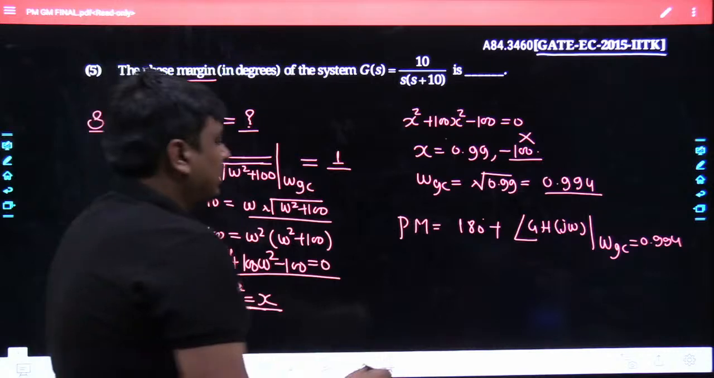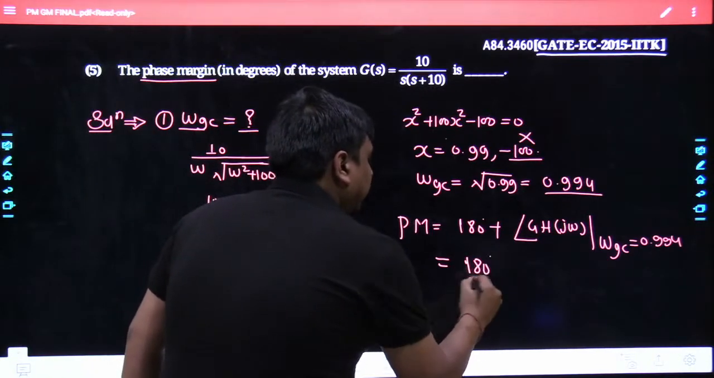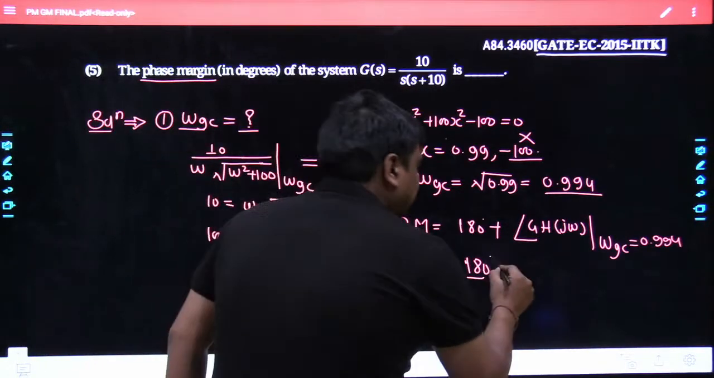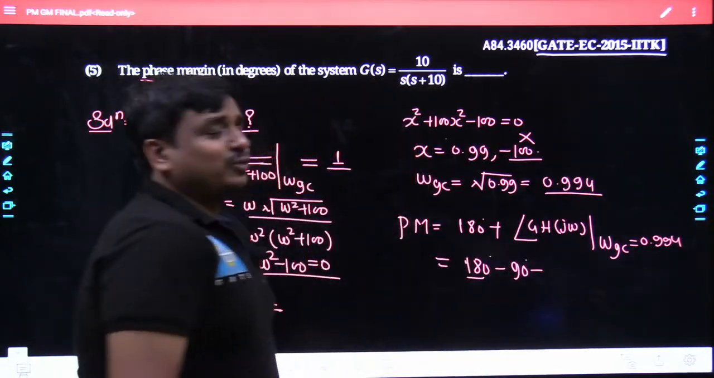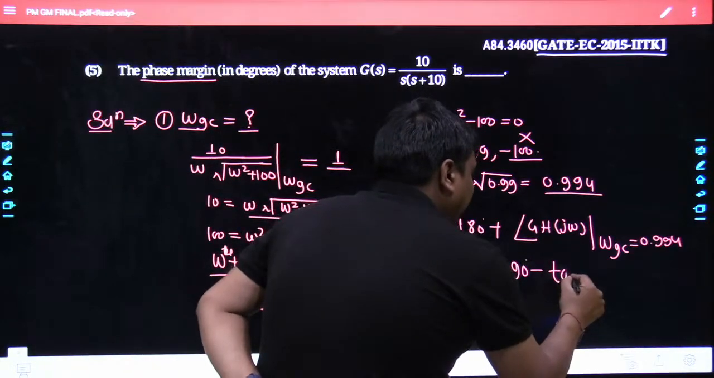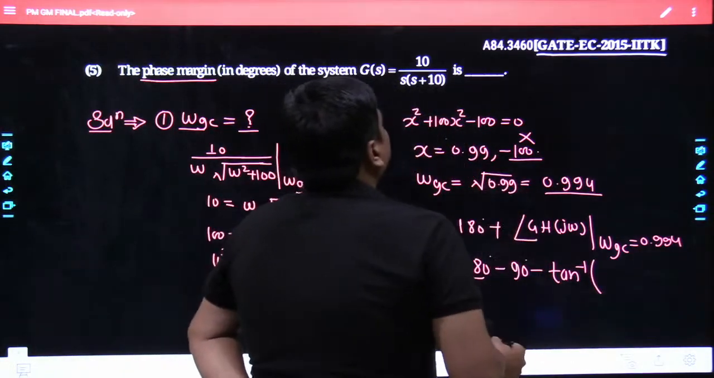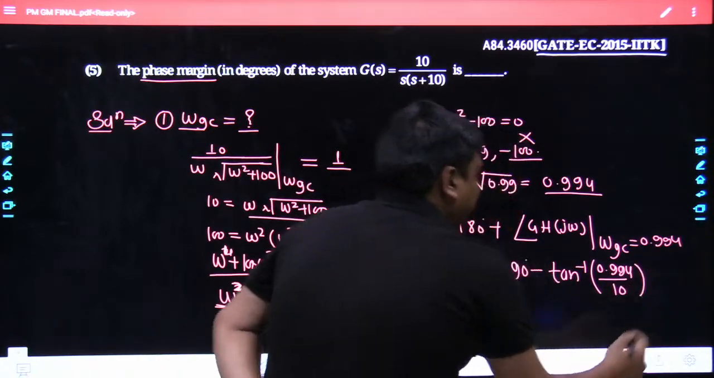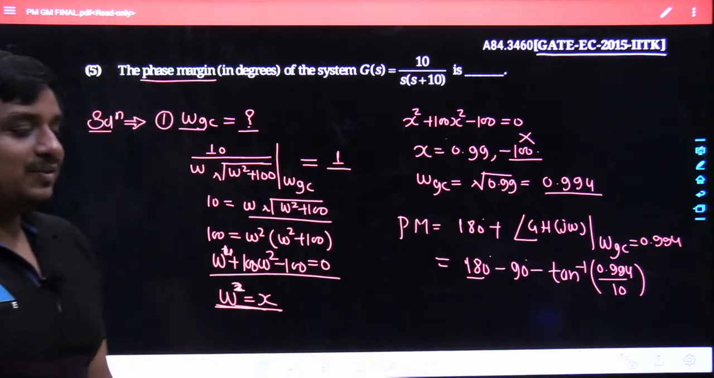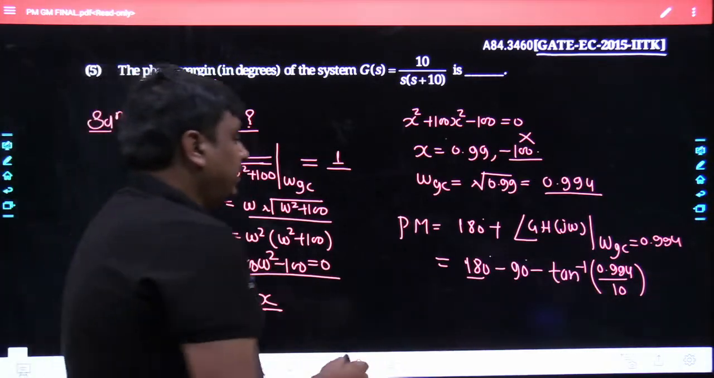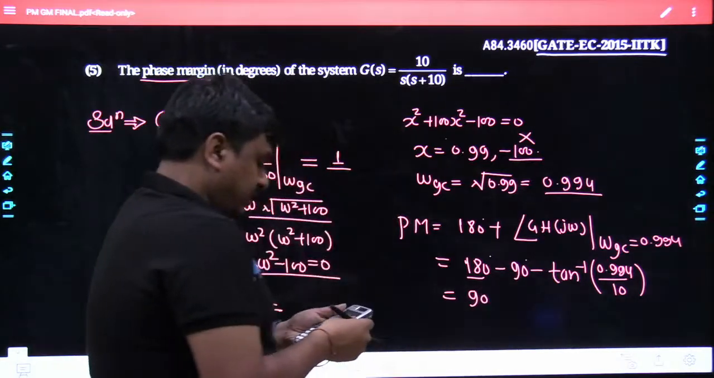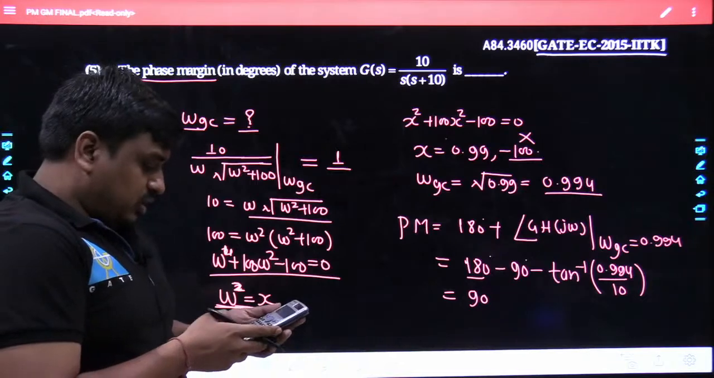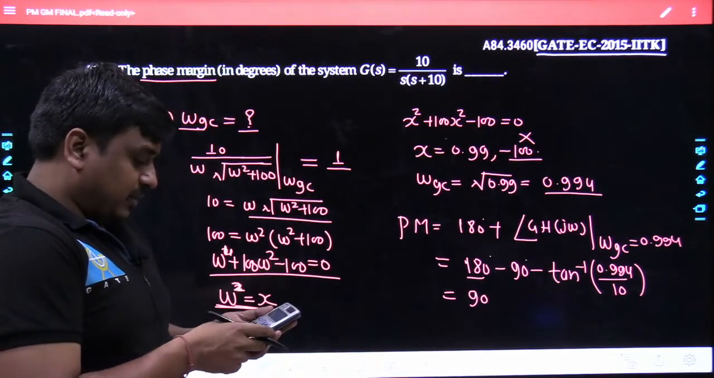Agreed? So here comes 180 once again, and once you watch the factors involved with the given OLTF, because of S there would be an introduction of minus 90, and because of S plus 10 there would be an introduction of the angle of tan inverse of omega divided by 10. The omega is nothing but 0.994 divided by 10. Get the precise answer for this. So here it becomes 90 minus tan inverse of 0.994 divided by 10.